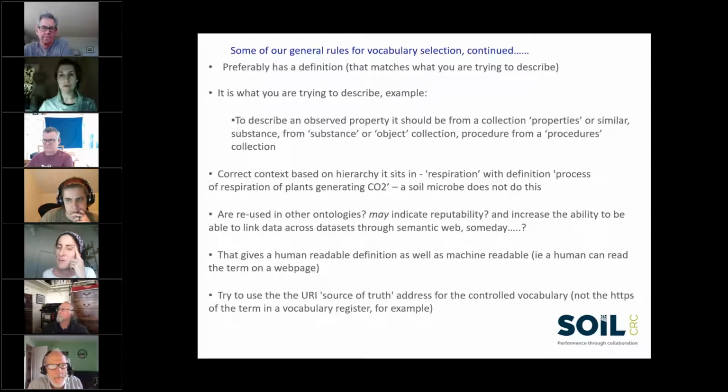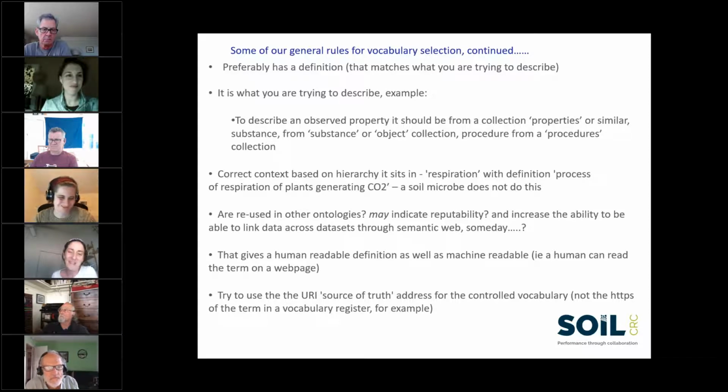And as a vocabulary beginner, I was guilty of just not getting the source URI. Just when you're learning, putting the web address of the vocabulary in the browser and things like the search engine. So just making sure you get the persistent URI.